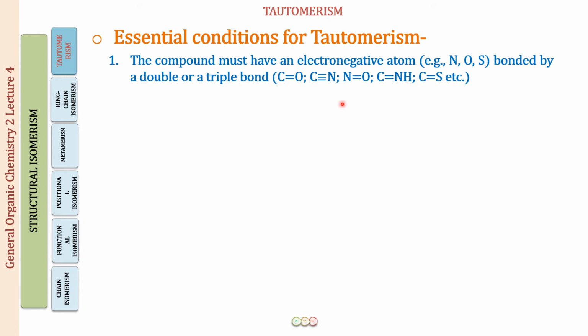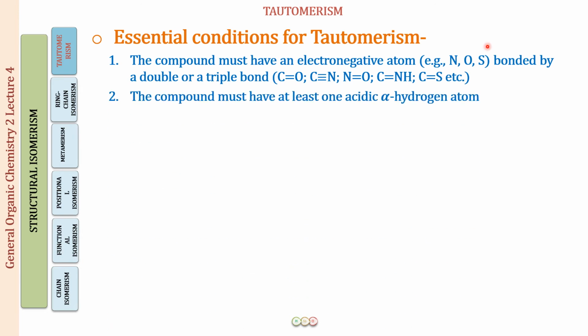So I hope I do not have to tell you that this is my atom number 3. Alright, so we have atom number 1, atom number 2 and atom number 3. Atom number 2 could be anything. But atom number 3 had to be a nitrogen, oxygen or sulfur. And what about atom number 1? The atom number 1 was the one which had to have a hydrogen attached to it. So the compound must have at least one acidic alpha hydrogen atom. Now what is this alpha hydrogen atom?